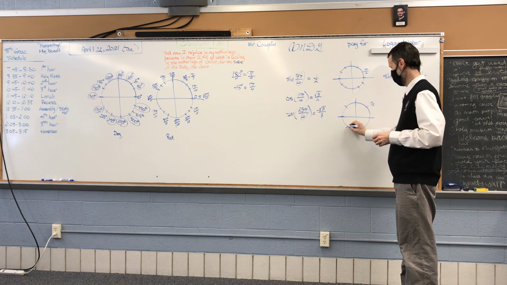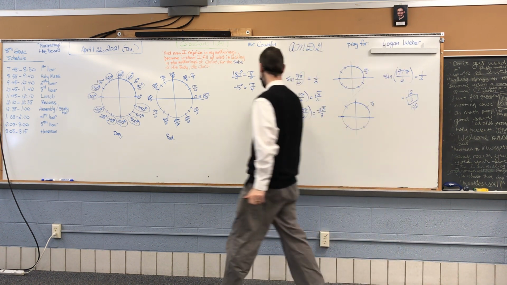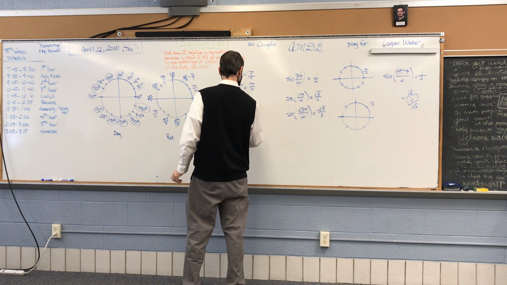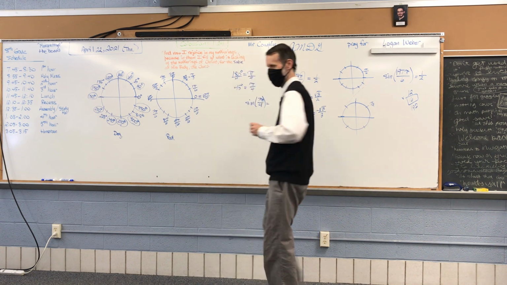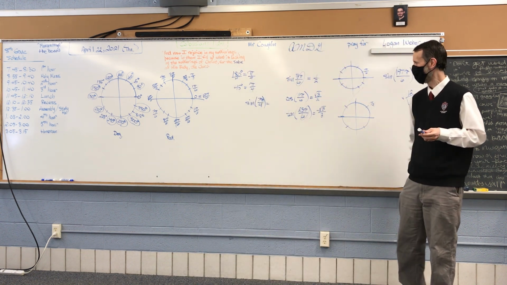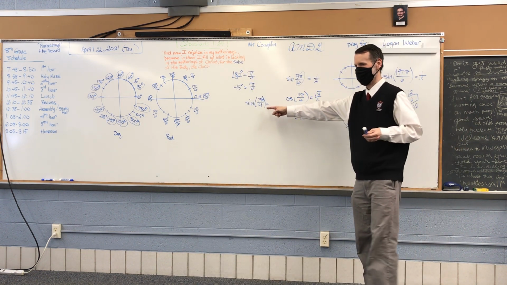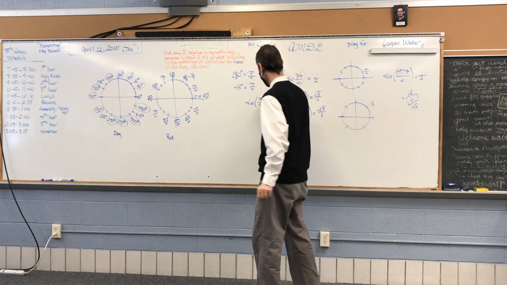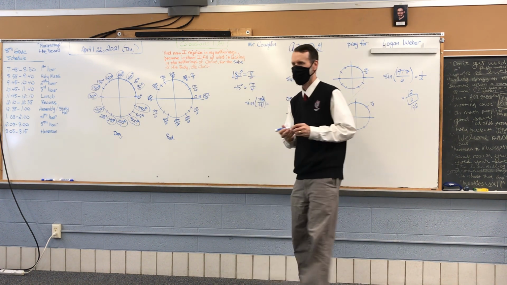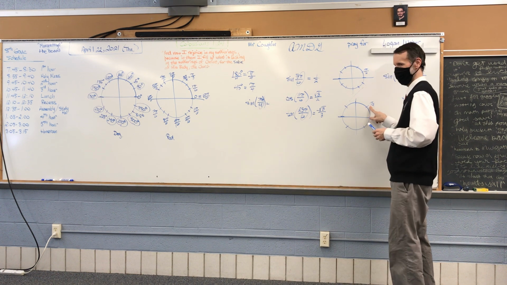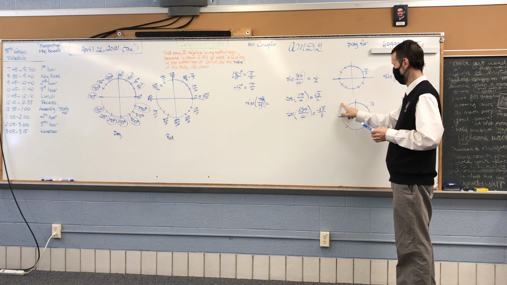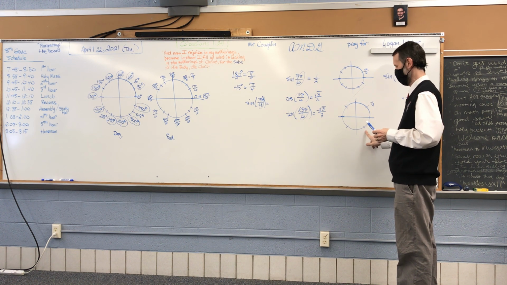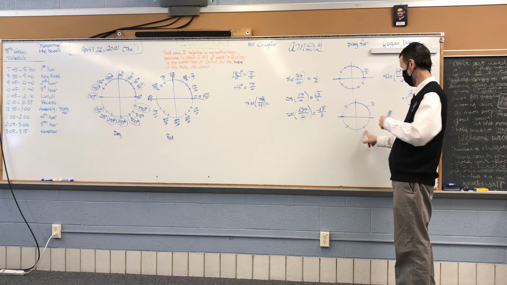I'm going to mark these. Can somebody give me the sine of 7 pi over 4? How do you do that? It's a multiple of pi over 4. How many of them do we need? Yeah. Here's 1 pi over 4. Where's this? Give me the sign there.